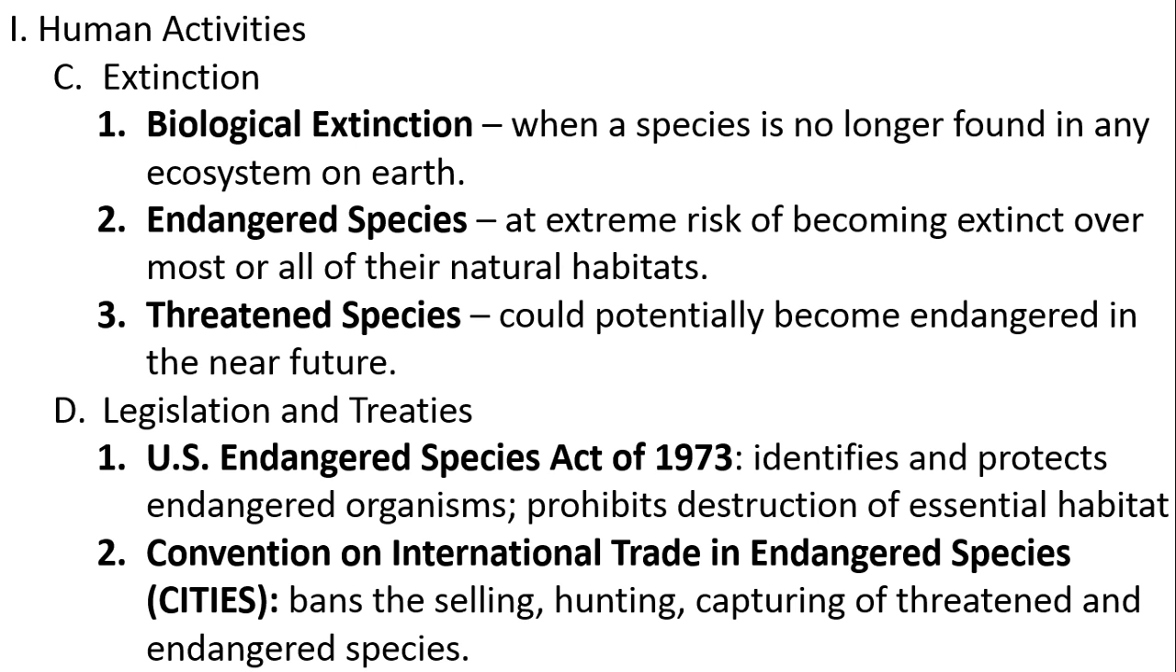So the United States Endangered Species Act focuses more here in the United States. There are international treaties, such as the Convention on International Trade in Endangered Species. Also, the acronym is CITES. So this is a ban on the selling, hunting, capturing of any threatened or endangered species. I believe it is something like 172 countries have agreed to this treaty, but it has its limitations because those countries have different viewpoints on how much this should be enforced.